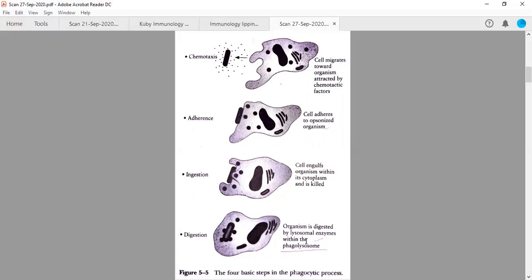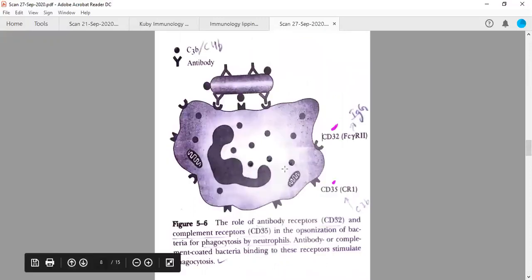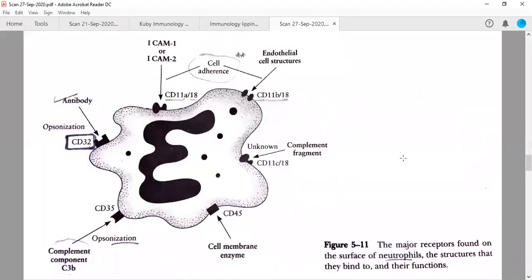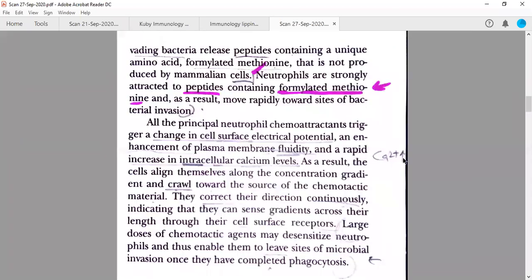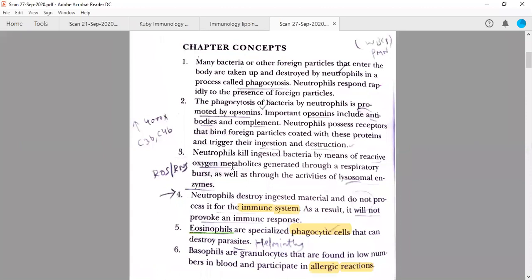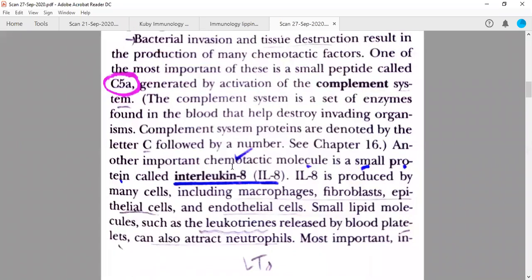So these are the four basic steps. Hope you are able to understand this. This is very clear. We have discussed this diagram many times, right? So then, sorry, I should show you. Right, so there are a few lines. We will go step by step.